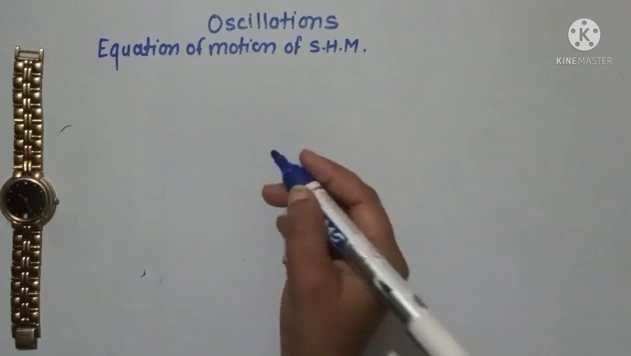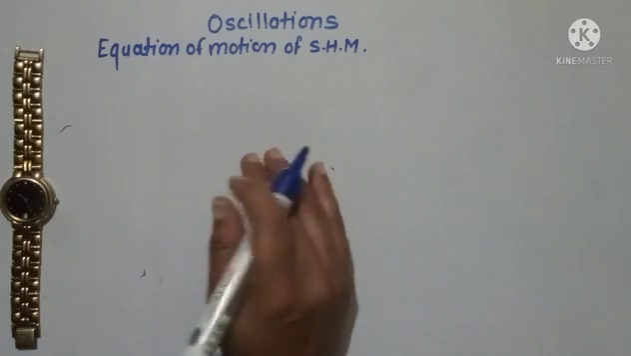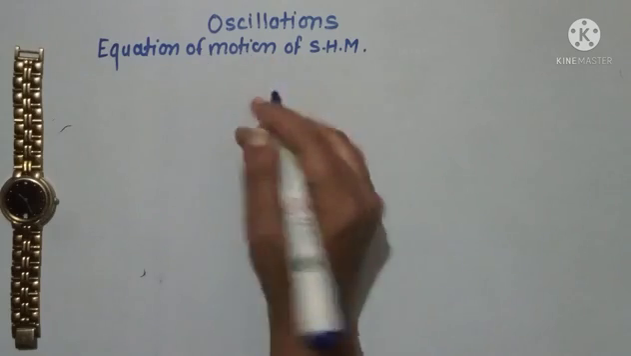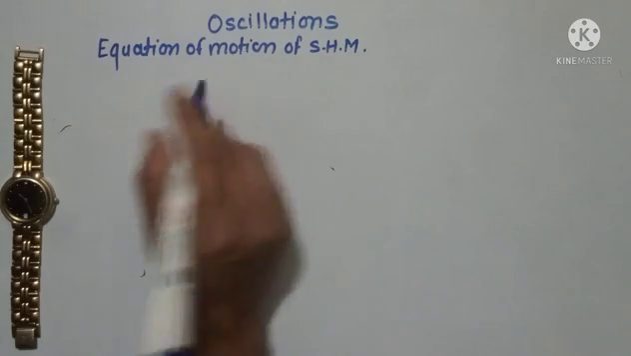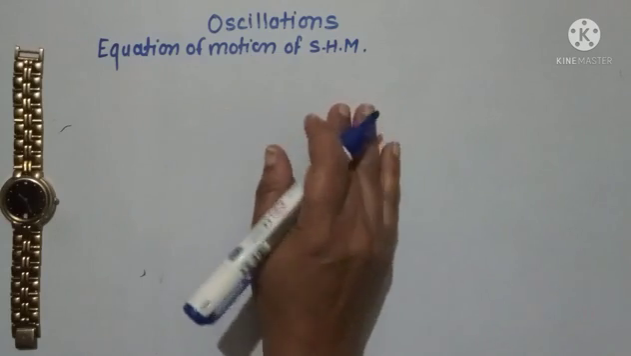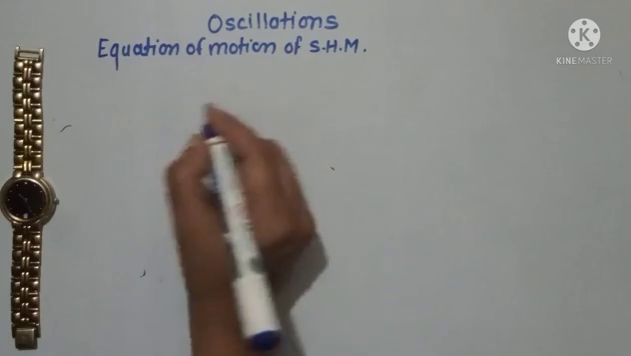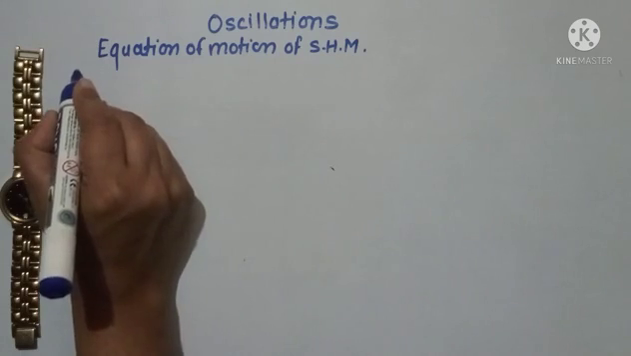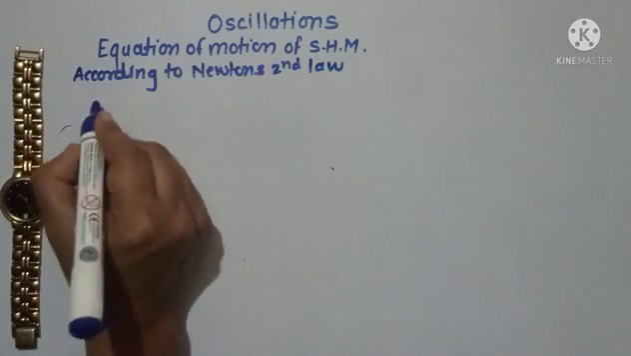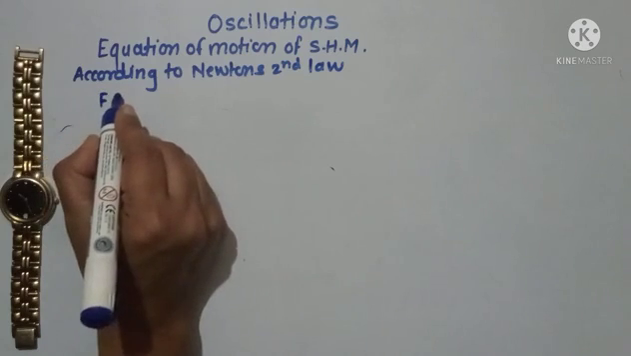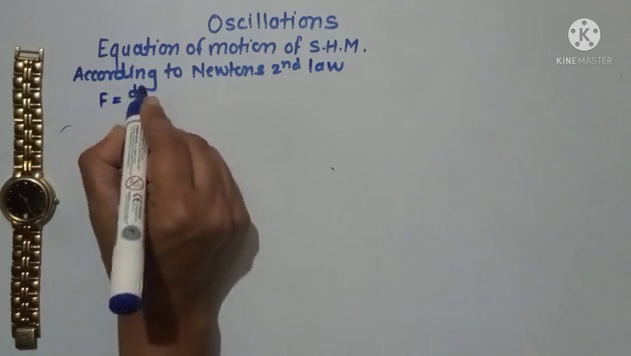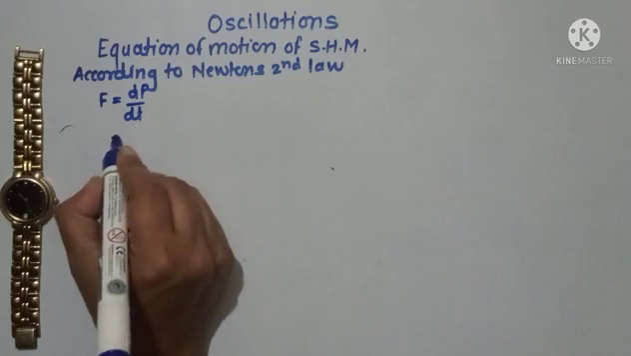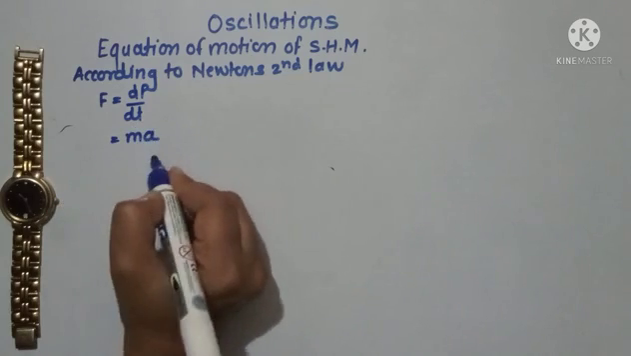Like you can calculate the velocity, displacement, acceleration, energy. So once you know the equation of motion of any system, then you can calculate all the physical quantities related to it. Generally the equation of motion is the relation between the force and the momentum. Now according to Newton's second law, this force is equal to dp upon dt, or this force is equal to m into a.